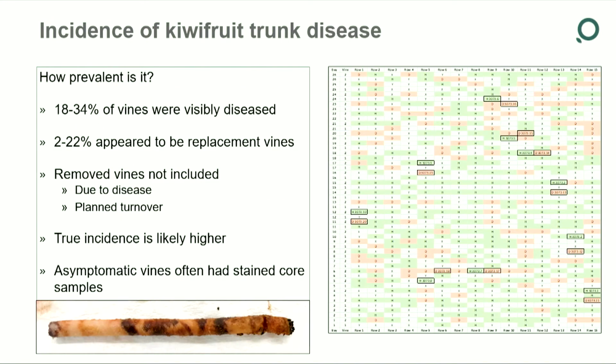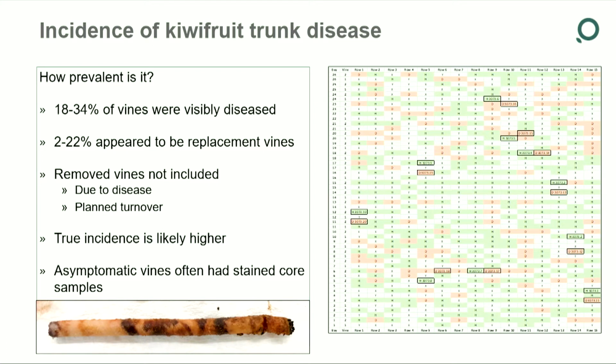So how prevalent was it? Between 18 and 34% of the vines were visibly diseased in those 3 blocks. And of the healthy vines, 2 to 22% appeared to be replacement vines. There were a lot of gaps in the canopy. We didn't include any removed vines because although we knew some of those were removed due to disease, some of them were just removed due to planned turnover. So the true incidence is actually likely to be higher than what we're reporting here.